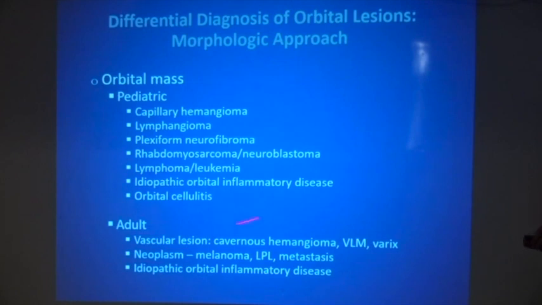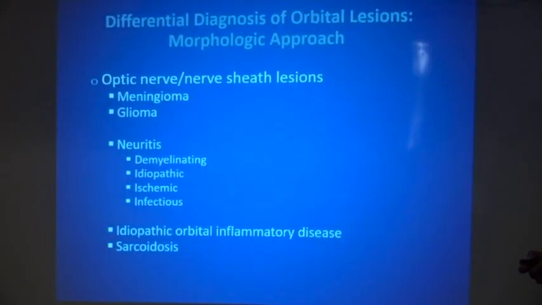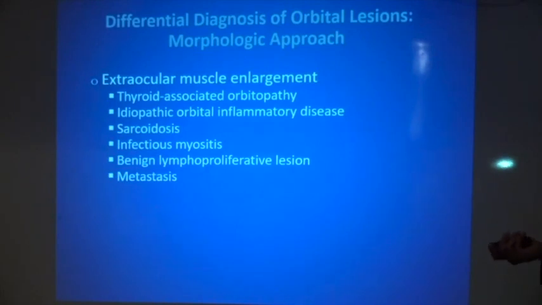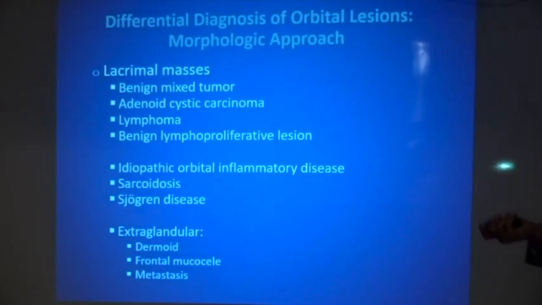So again, this is more of a traditional technique, where you look at an orbital mass. Is it pediatric? Is it adult? These are the pediatric tumors you can have, capillary hemangiomas, lymphangiomas, etc. Again, this is more of a traditional approach, but let's continue. Again, traditional approach: meningioma, gliomas, neuritis. These are all things that you look for in these lesions. Again, a much more traditional approach. I'll go back to this slide in case any of you needed to take a photograph of this. And this is just more of the traditional approach of all the various lesions that you can look for and you should keep in your mind.